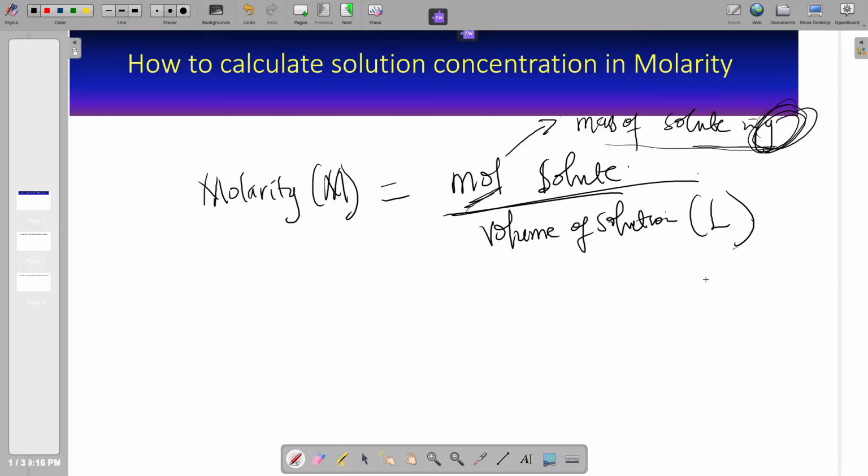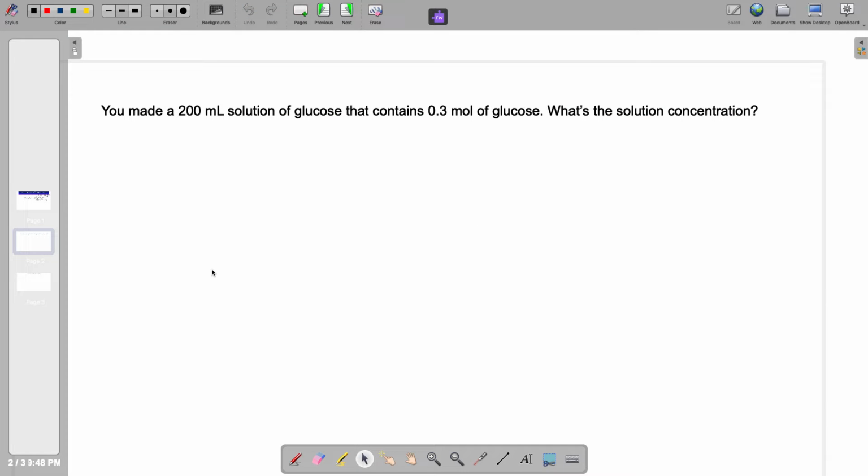Okay, so let's look at some problems. This problem says you made 200 mL of solution of glucose that contains 0.3 moles of glucose. What's the solution concentration in molarity?